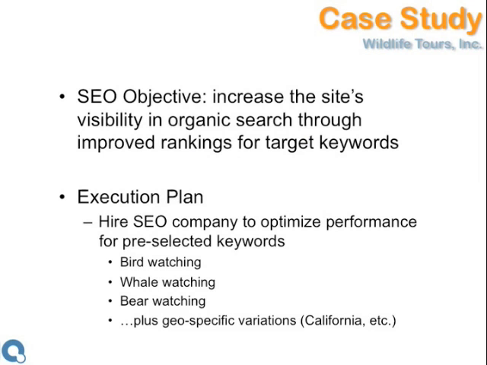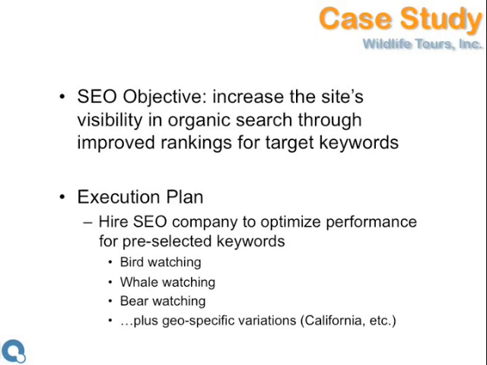So based on an initial perspective, they have a very simple SEO objective. And that is they want to increase the site's visibility in organic search through improved rankings for their target keywords. And that's really a pretty standard approach to SEO. And that means that the way they plan on executing is to hire an SEO company to optimize their site's performance for a bunch of pre-selected keywords.